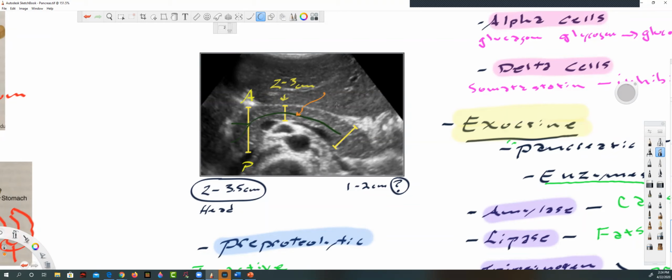This is what, 2.5 millimeters. So up to 2.5 millimeters is considered normal. Anything beyond that, abnormal. So if it's 2.6, that's borderline, it's abnormal. 3, definitely.